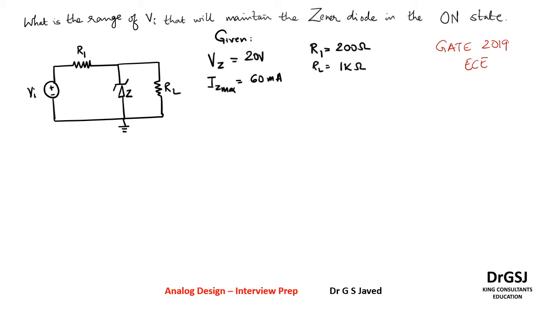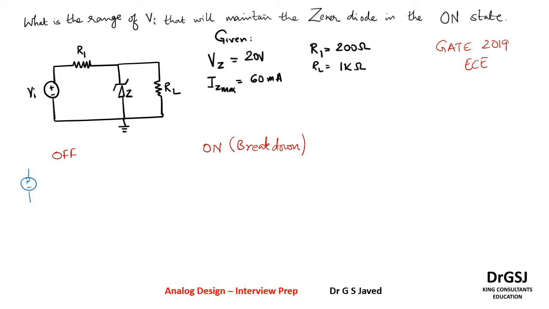Now, let us understand how to solve this problem. Zener diode operates in two modes of operation. One is off and one is on. The on mode is what happens after breakdown. After breakdown, the Zener diode acts as a voltage source. Now let us draw the equivalent diagrams in these two respective conditions.